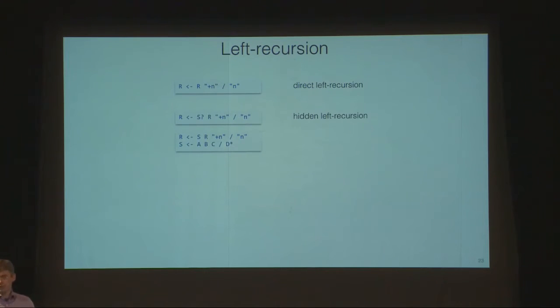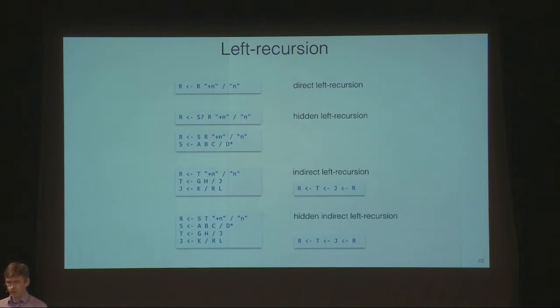You can imagine that there is no end to how deep left recursion can be hidden in a grammar. Does this recurse? Yes. R tries T, T tries GH. If that doesn't match, it tries J. J tries K. If that doesn't match, it tries R, and we are back. And of course, there's hidden indirect left recursion. Is it complicated yet?